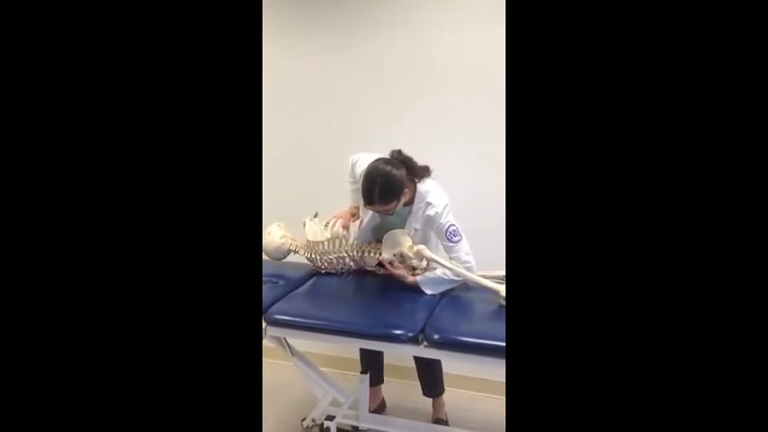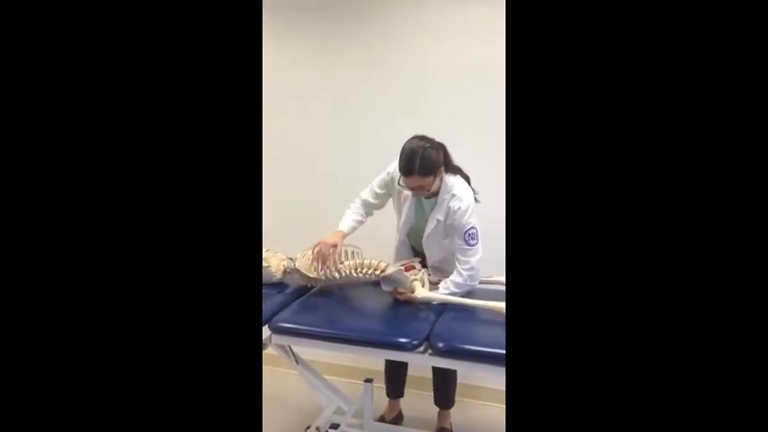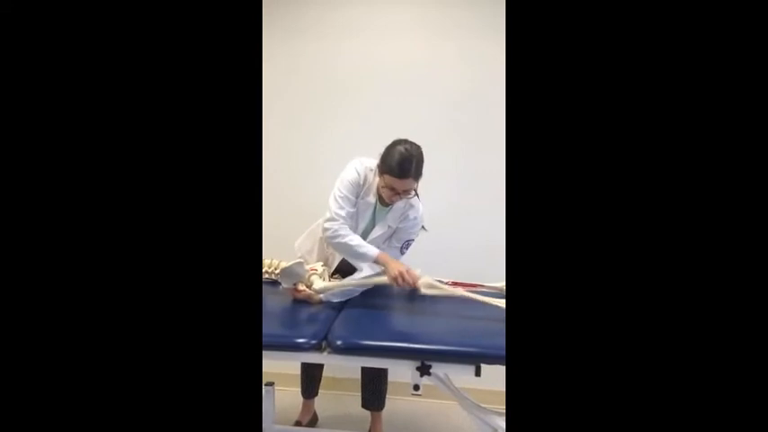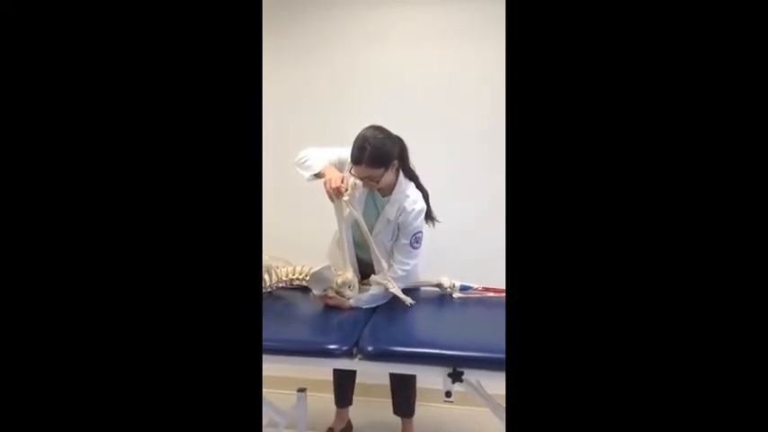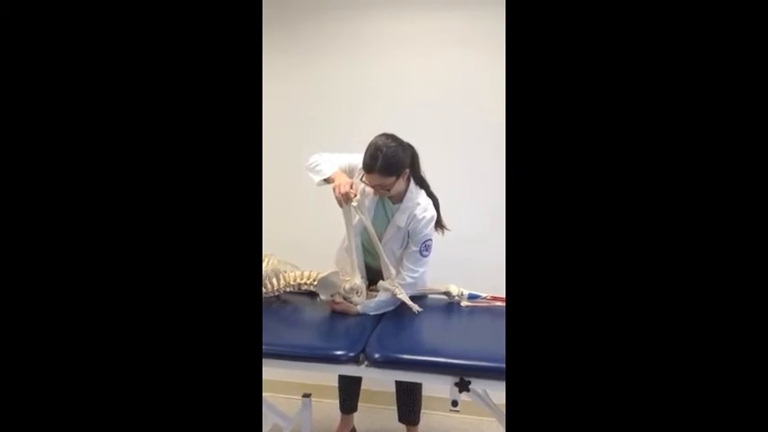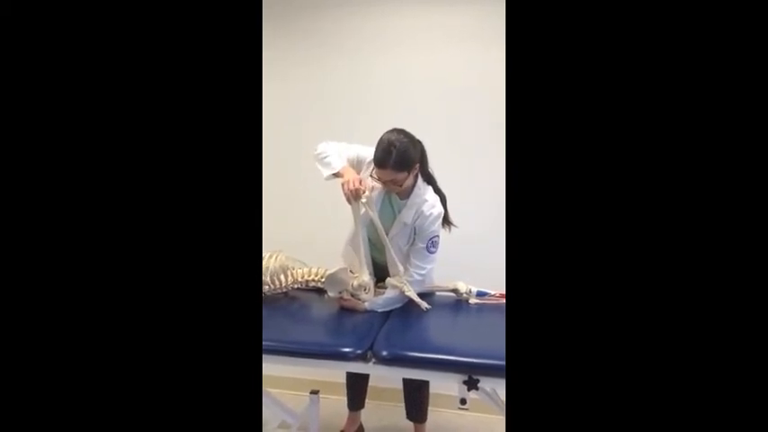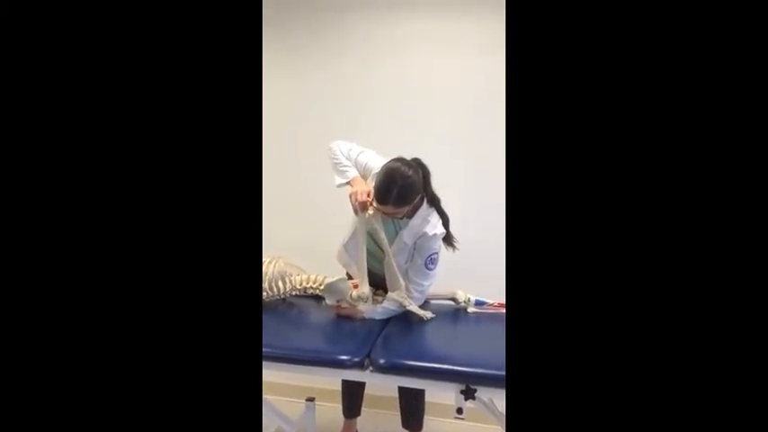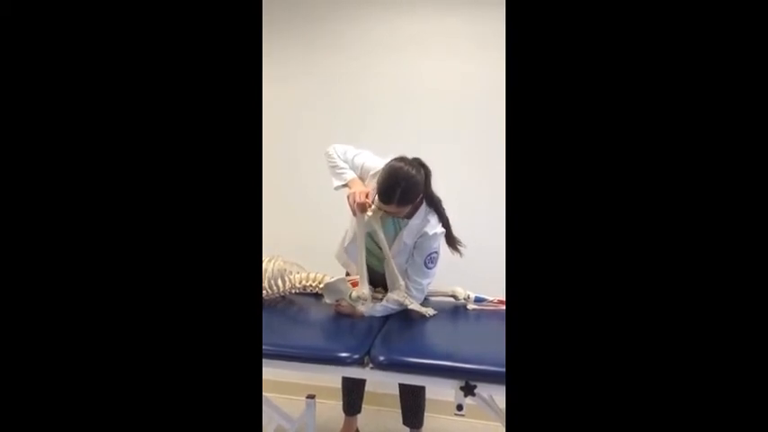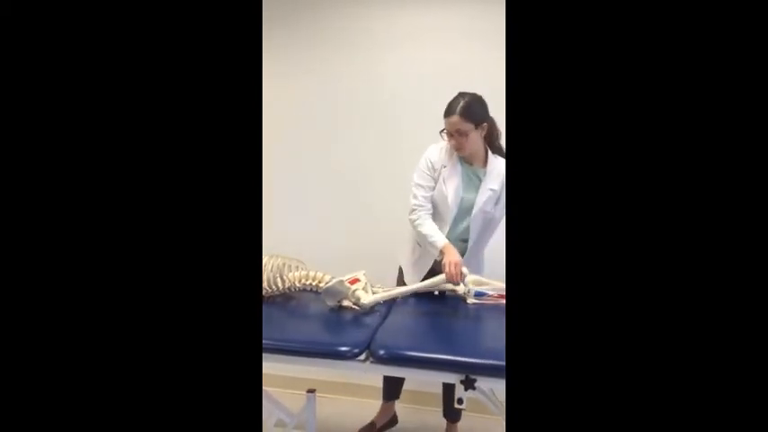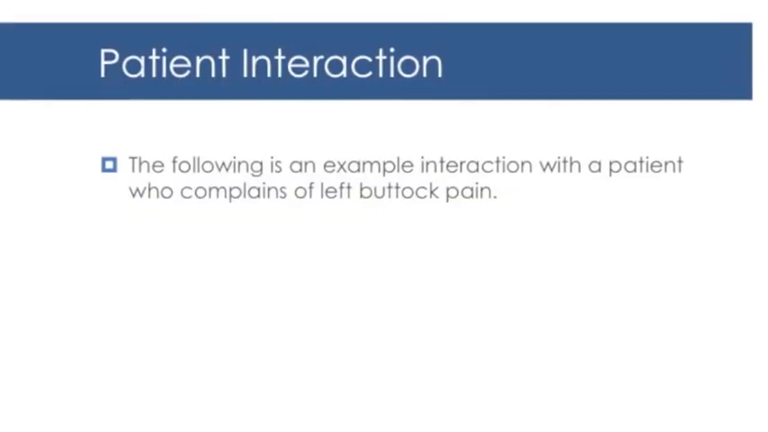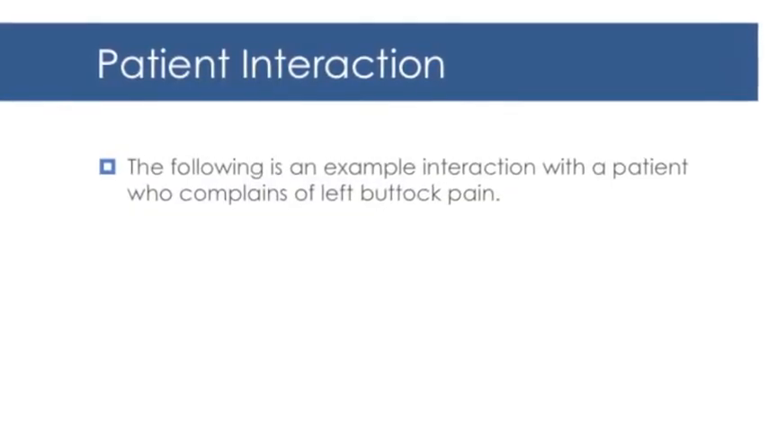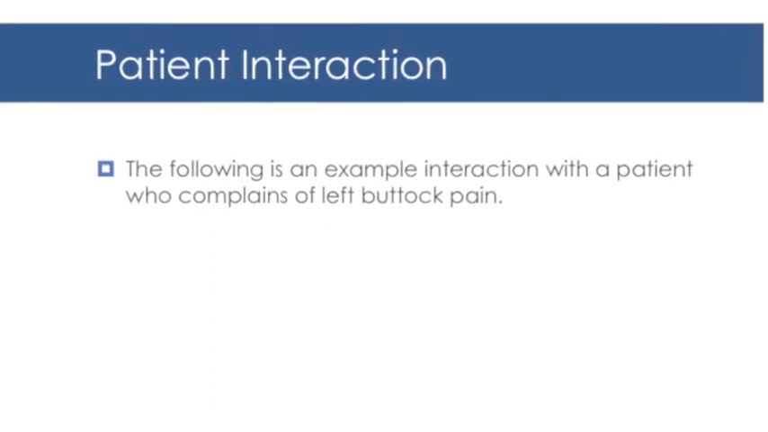Roll the patient towards you and place your hand on the sacrum. Roll them back into a supine position and with your other hand, flex the hip farthest away from you to 90 degrees with neutral hip abduction and the knee relaxed. Apply a vertical force through the long axis of the femur. Ask the patient if that reproduced their symptoms. Compare bilaterally. The following is an example interaction with a patient who complains of left buttock pain.